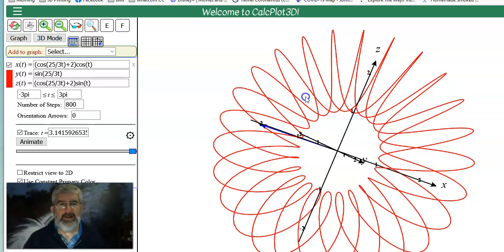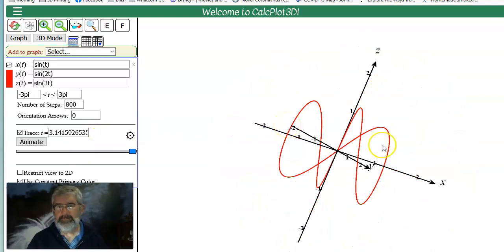Let's take a different tack here. Let's go for a completely new thing. Let's go back to sine t, and instead of cos t, how about sine 2t and sine 3t. Now, all of them are just going to oscillate back and forth between 1 and minus 1. It'll go through the origin because when t is 0, that'll be 0, 0, 0. But what does this look like?